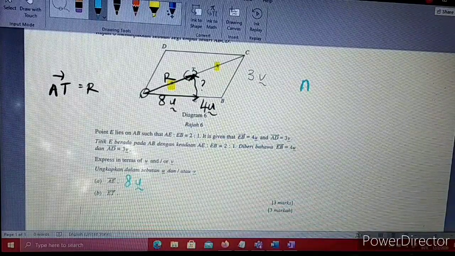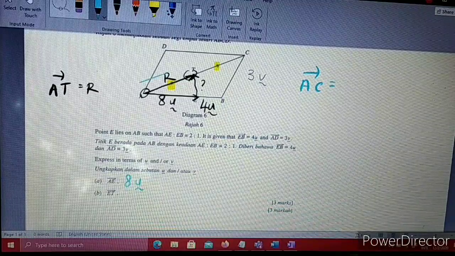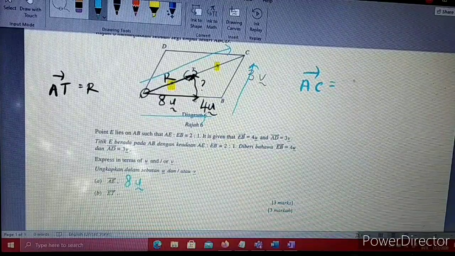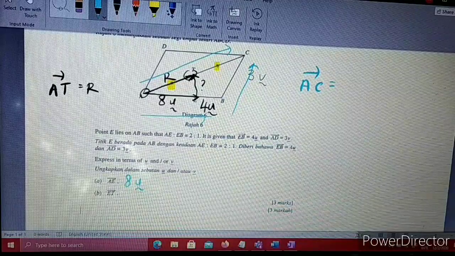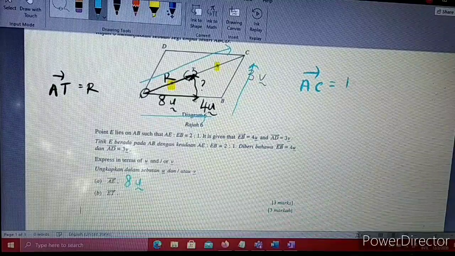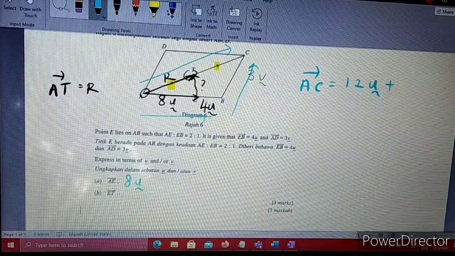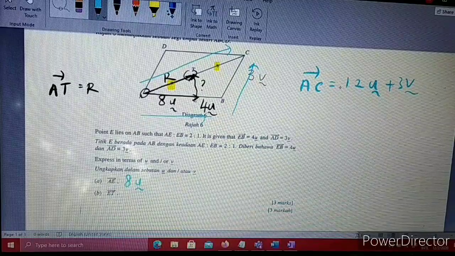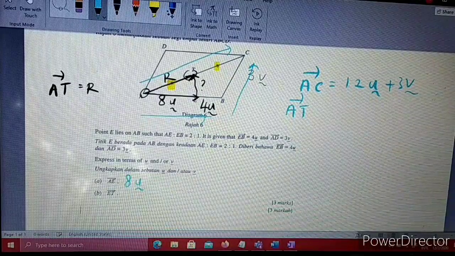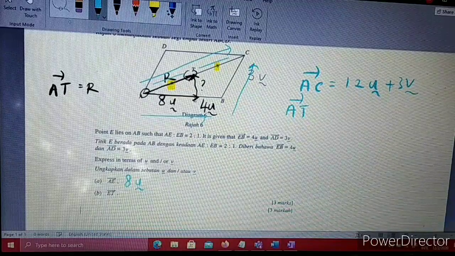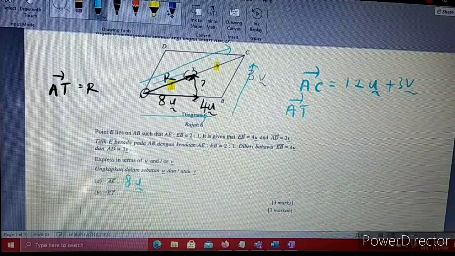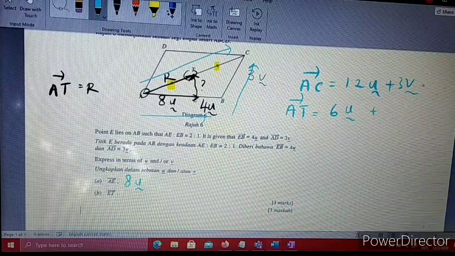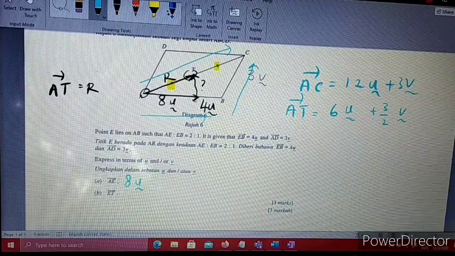Vector AC is equivalent to travelling from A to B and then from B to C, using the head to tail rule. A to B is 8U plus 4U, which is 12U, plus, because this is the addition of vectors, B to C, which is given by 3 vector V. So this is A to C, but we want to find AT. Since this length and this length have the same ratio, we can divide by 2. So 12 divided by 2 is 6U plus 3 divided by 2 is 3/2 V. So this is AT.